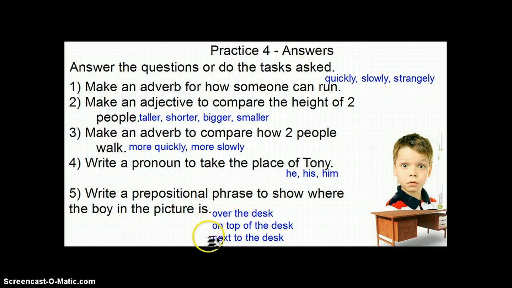Now for this, you did not want to write a sentence, just a prepositional phrase. So if you wrote the boy is sitting on top of the desk, that would be incorrect. I only wanted a prepositional phrase, starting with a preposition, ending with the object of the preposition.